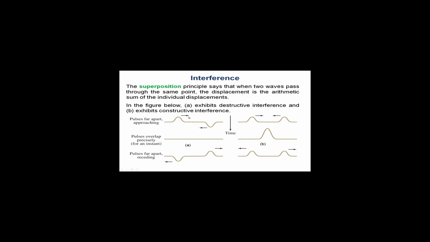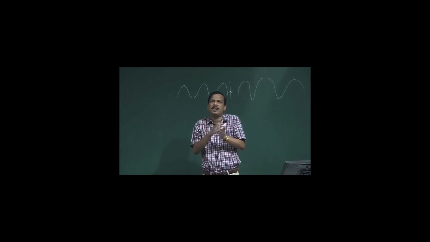If they meet at a certain point, there will be destructive interference, because this amplitude is positive and this one is negative. Let this be A, this is minus A, and A plus minus A is equal to 0. So destructive interference will happen. Similarly, if both waves are in the same phase at the point of interaction, their arithmetic sum will be double the individual wave. When the two waves interfere with a slight phase change, different kinds of amplitude will happen.